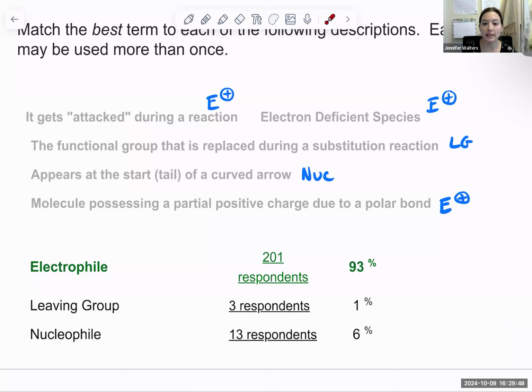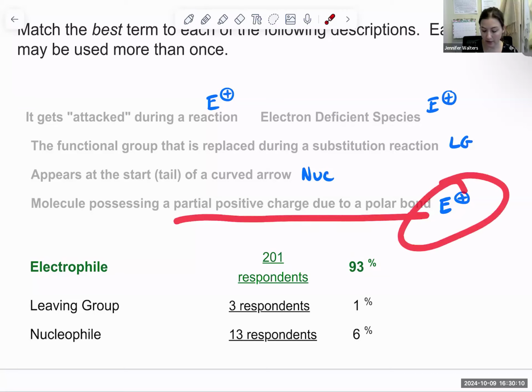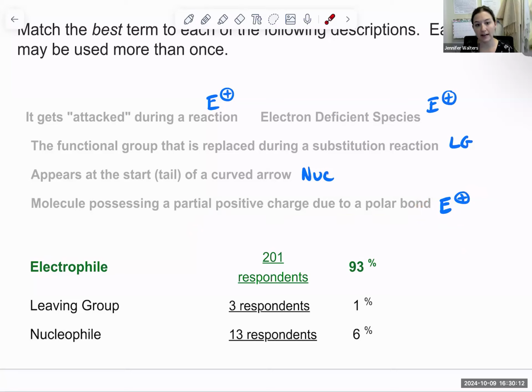The functional group that is replaced during a substitution reaction is your leaving group. The thing that appears at the start of a curved arrow, the tail, is your nucleophile. Your electrophile is at the head, at the end of it. So you go from the nucleophile to the electrophile. The molecule possessing a partial positive charge due to the polar bond would be your electrophile. Your nucleophile is the thing that is partial negative or full negative or has a lone pair. Your electrophile is the one with the positive charges.